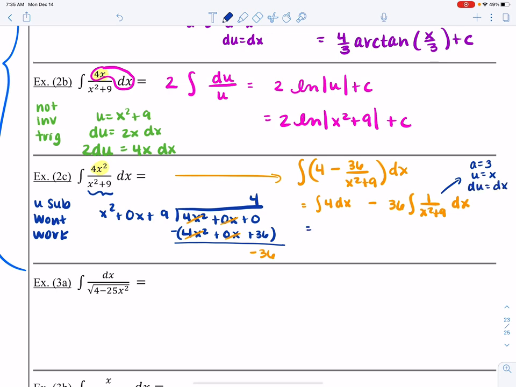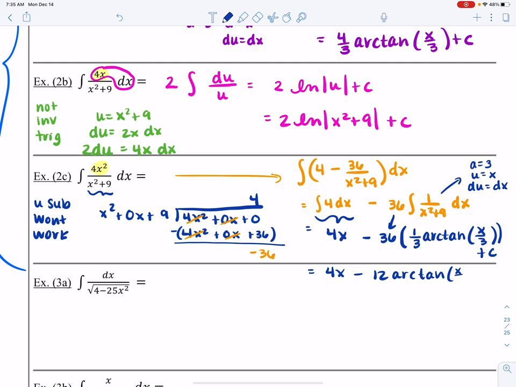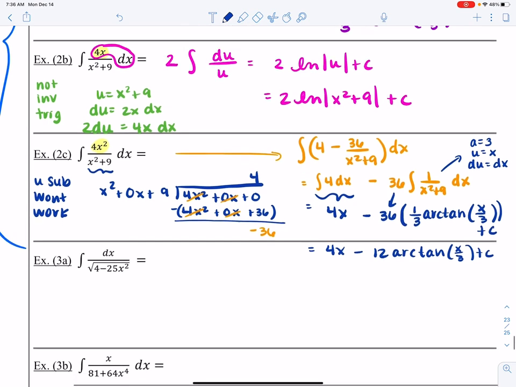So going term by term, the integral of 4 dx will give us 4x. We're going to bring down our 36. And then I have an arctangent integral here, where I'm going to go 1 over a arctangent x over 3 plus c. For a final answer of 4x, 36 divided by 3 will give me 12 arctangent of x over 3 plus c. So the key to this question, it was an inverse trig, but I had to do division in order to execute it and make it happen.